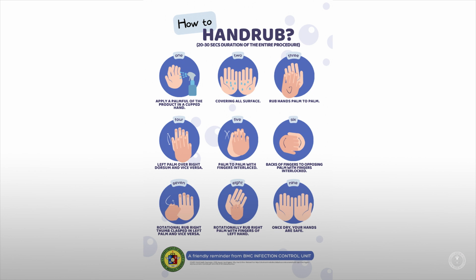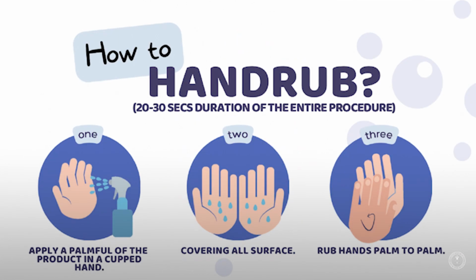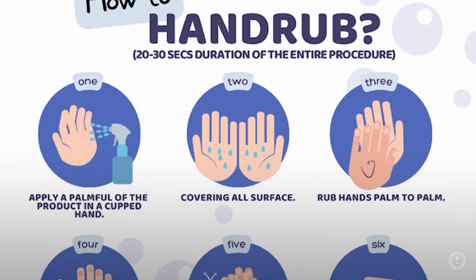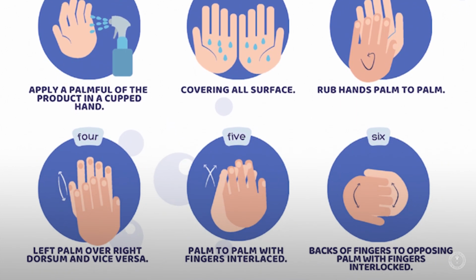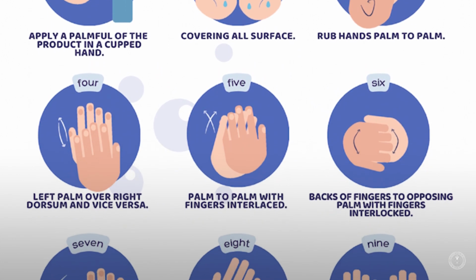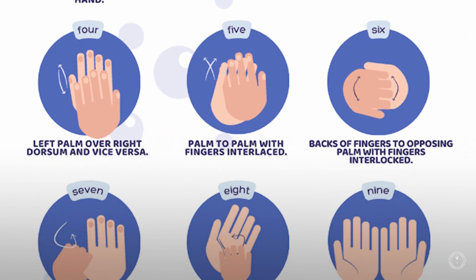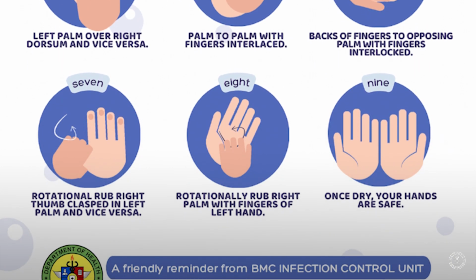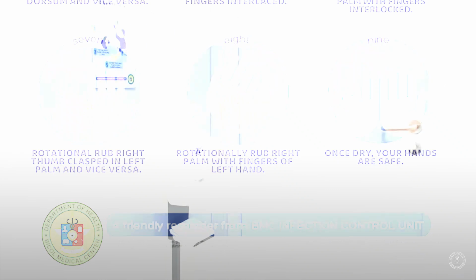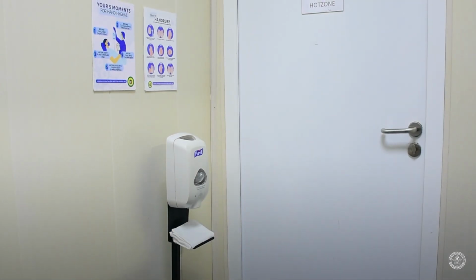Another type of hand hygiene is the hand rub. Using 70% alcohol-based solution or gel for 20 to 30 seconds, this procedure is preferred when cleaning the hands that are not visibly soiled in between clinical activities. Based on WHO, here are the steps on proper hand rub.